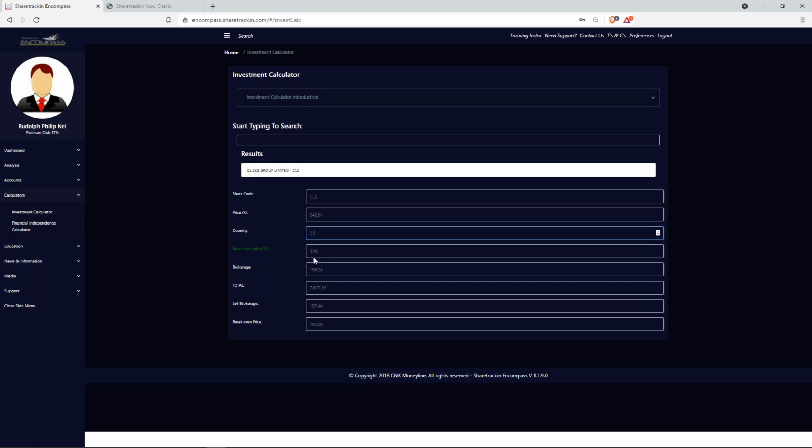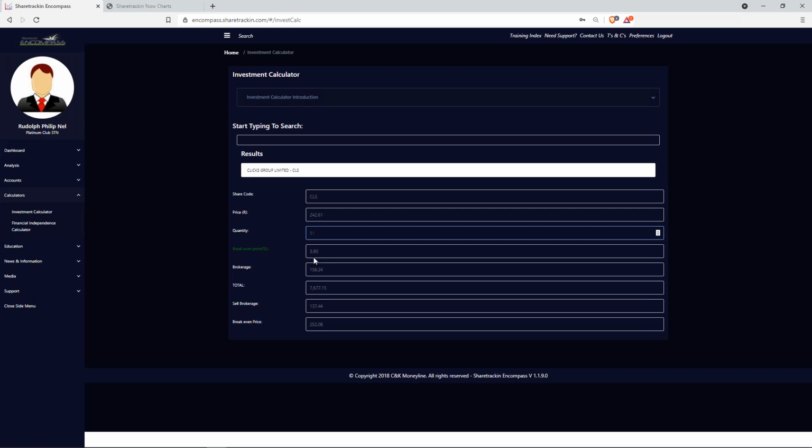So the moment the share reaches 3.90%, then you would break even. Now, what does it mean? Now, that's your two brokerages counted together. So that's buying brokerage plus selling brokerage would be 3.9% of your total. All right, so 156 plus 137 will give you 3.9% of 7,677 Rand and 15 cents.